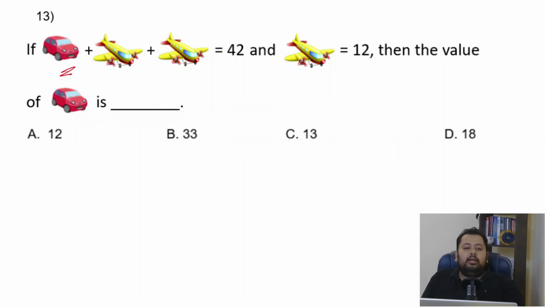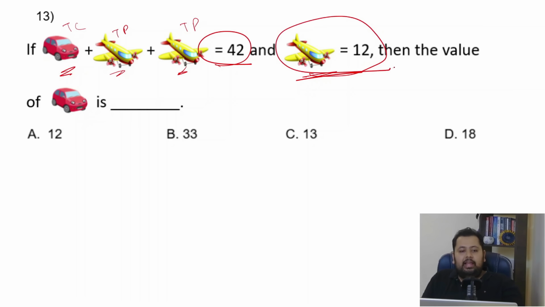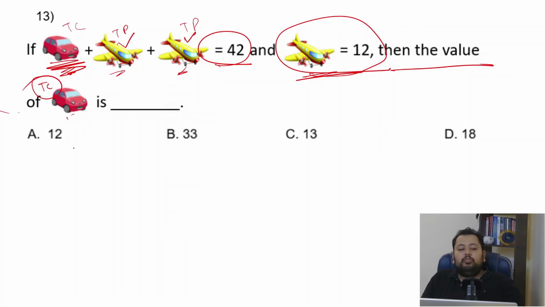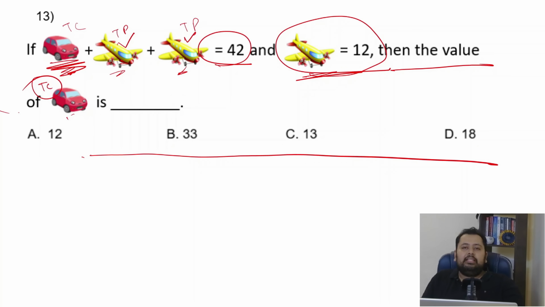If a toy car plus the toy plane is 42 and the value of the plane is 12, then what is the value of the toy car, right? So this has been given with these two values. You can find out this value. Just try and find out how you can do that. Once that is done, then you have to check the options and find the answer.